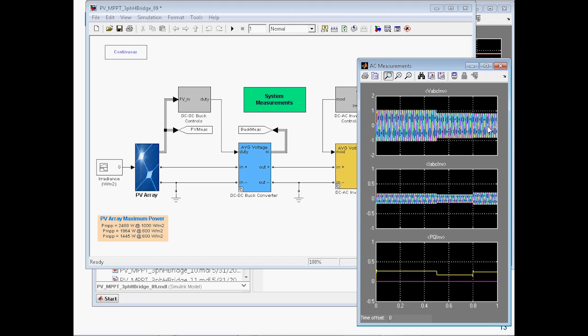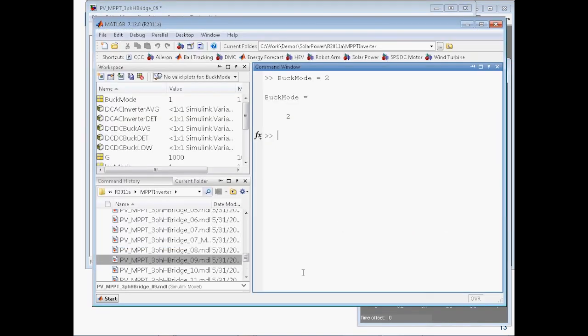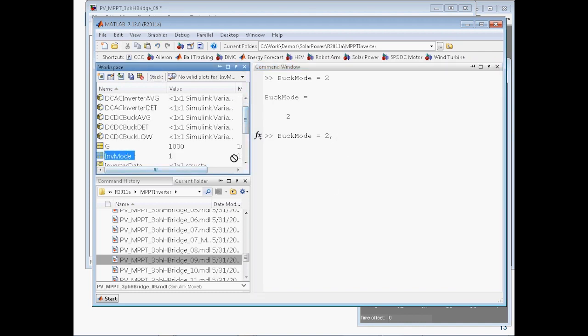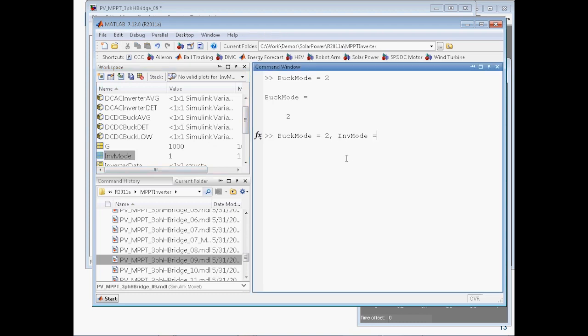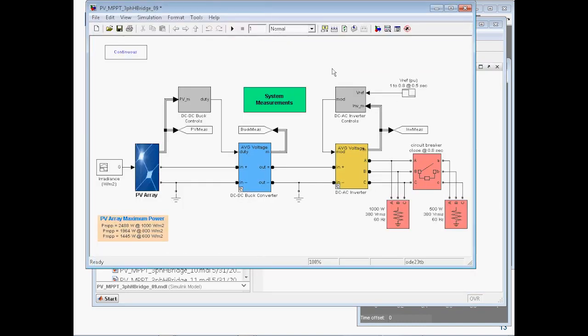I'm running a 1 second average voltage simulation. But I'm going to go back here and change this. There's an inverter mode, so I can control all of this from MATLAB. You can see how you can design a MATLAB script where you run all the average versions and then change to the detailed versions afterward. So now I have my detailed buck converter and my detailed inverter here.